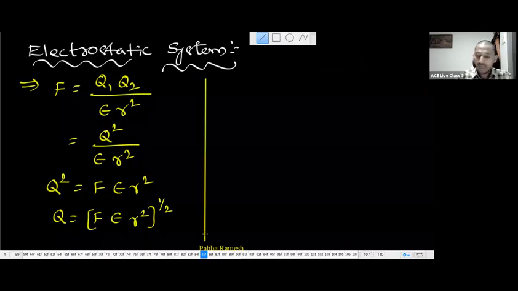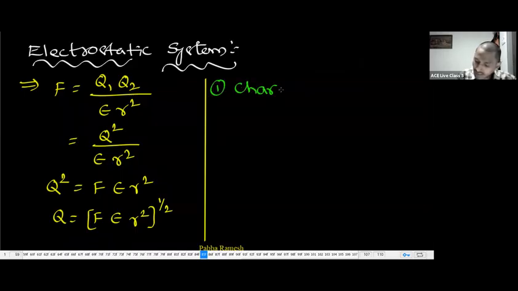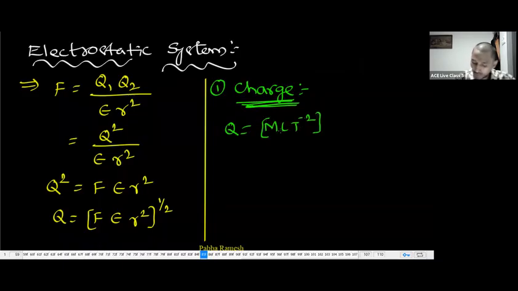Clear? Now I'm defining each and every electrical parameter in terms of electrostatic parameters. What is this? Permittivity. This is the electrostatic parameter representation. Therefore, first one, charge. What is the charge dimension in electrostatic element representation? Means Q is equal to F. What is F? M L T minus 2.